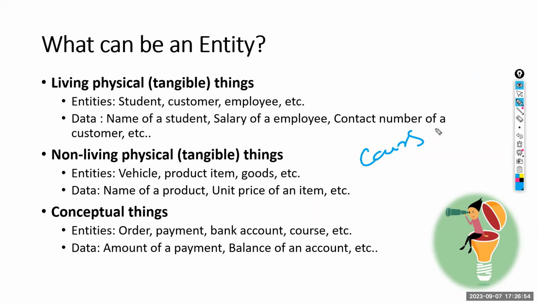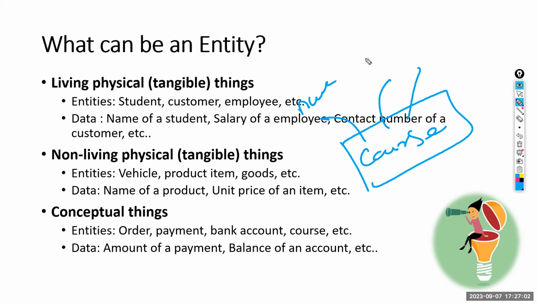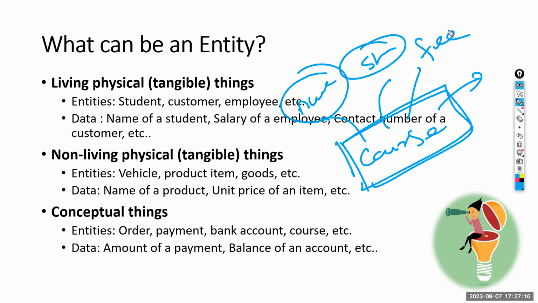Course. So course is not a data. Course is an entity because there are properties of course, right? Course name, course starting date, course fee, right? Course type, whether online or physical. So therefore, course is an entity, whereas these are again data of that course.